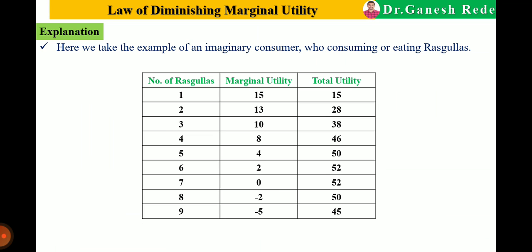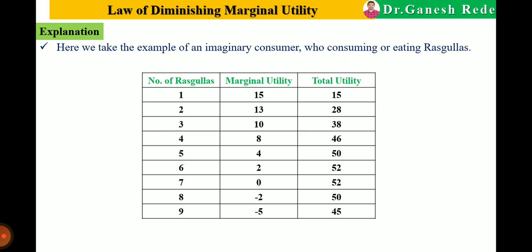So that is the point, meaning the seventh rasgulla is the point of 0 utility, and the first rasgulla, that is 15, is the point of initial utility, meaning from the first rasgulla he gets a marginal utility of 15. That is the point of initial utility, and at the seventh rasgulla the consumer derives no addition in marginal utility, so that is the point of 0 utility.